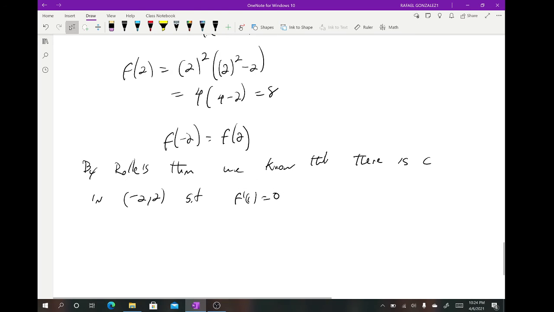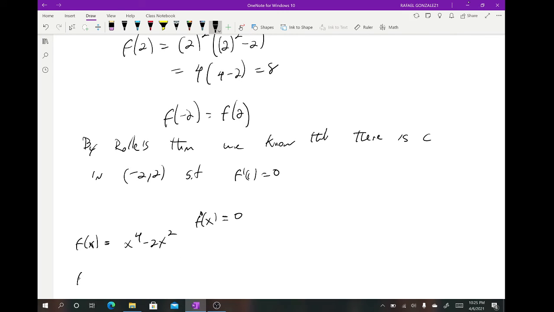Now, to solve for this problem, again, we will look at the general function f of x equal to 0. Again, we do not know what the derivative of f is. We haven't found it, so let's actually take some time to find it. So f of x was x to the 4 minus 2x squared. If I take the derivative of f, by the power rule, I have that the derivative of x to the 4 is 4x cubed, and the derivative of negative 2x squared is negative 4x.